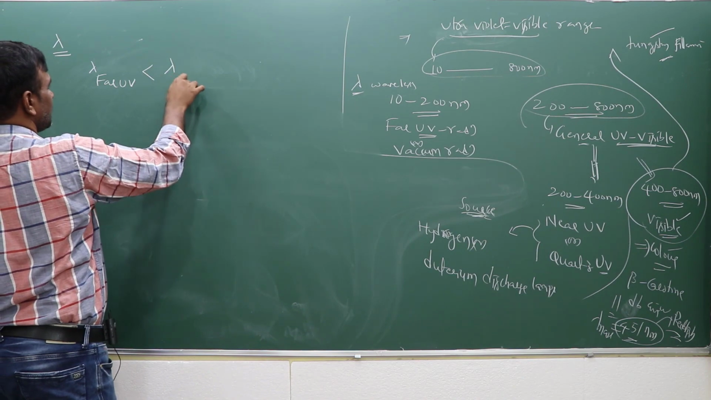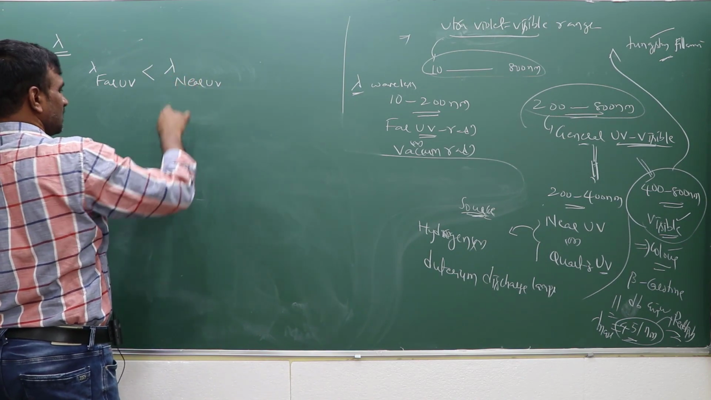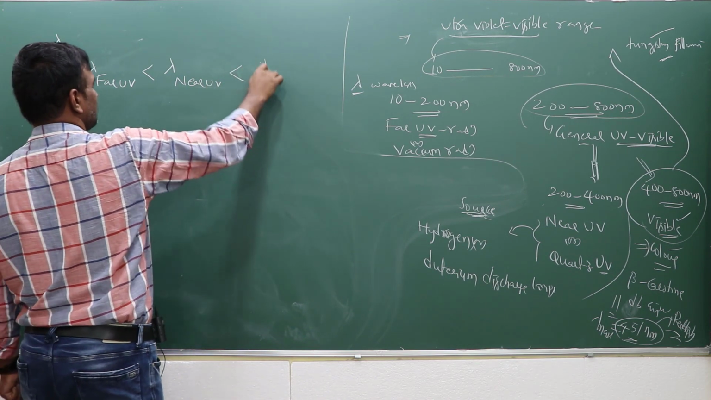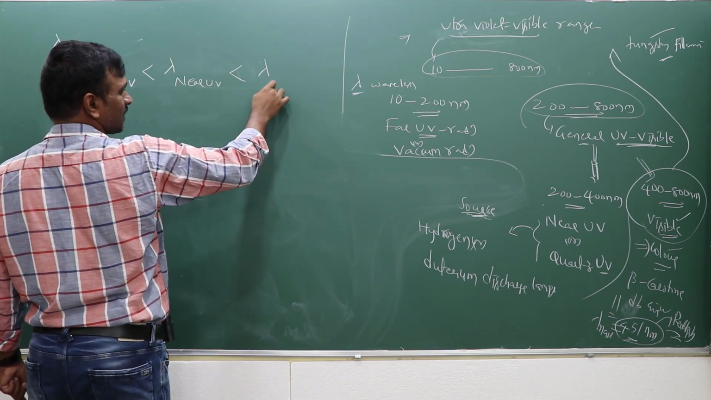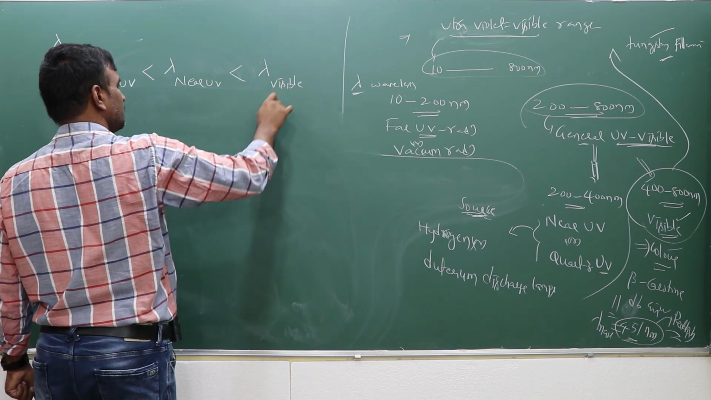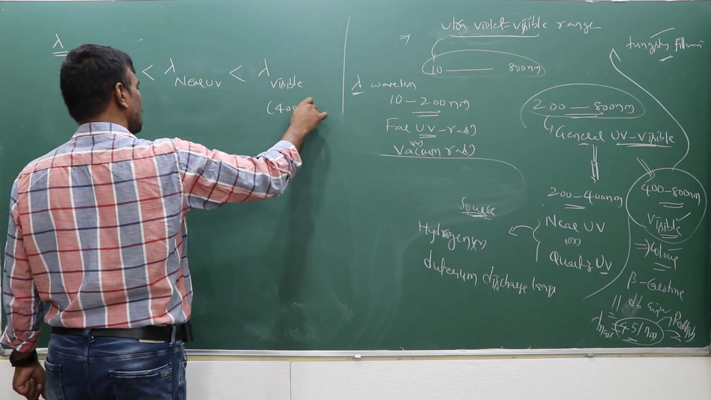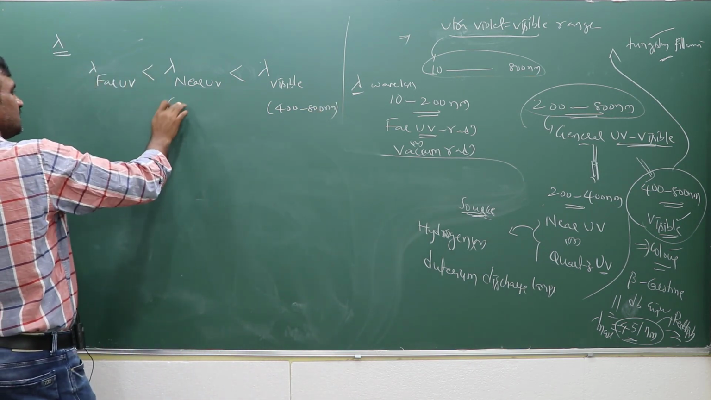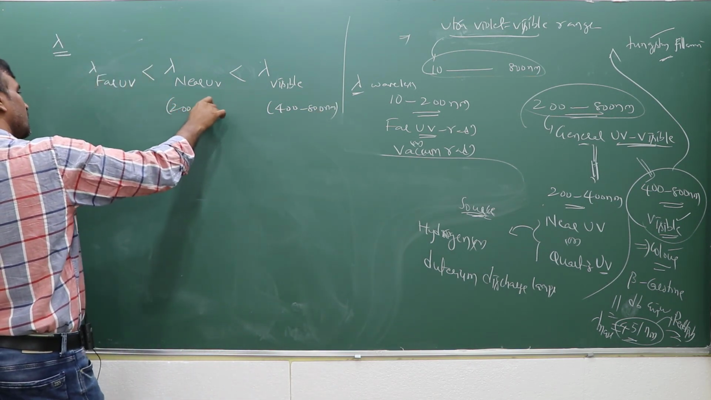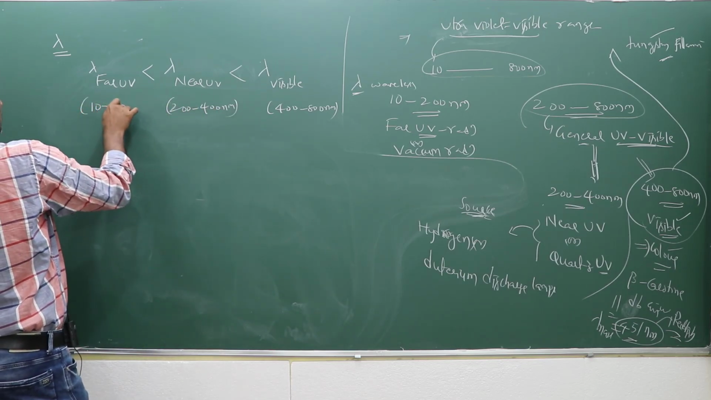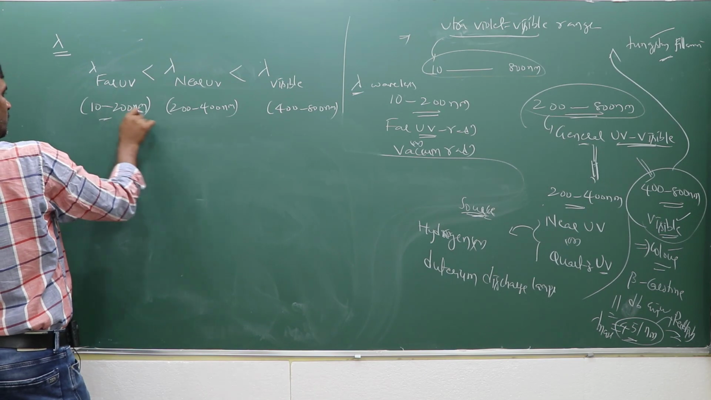Lambda of near UV radiation, which is 200 to 400, is less than which one? Lambda of visible radiation, that is 400 to 800. This is 400 to 800 nanometers, the units. And this is 200 to 400 nanometers. And this is 10 to 200 nanometers.